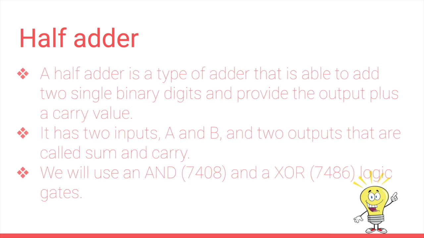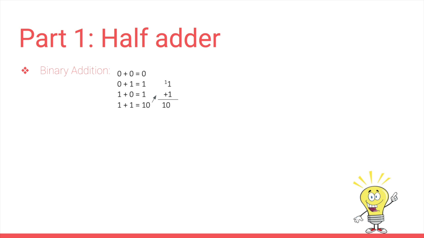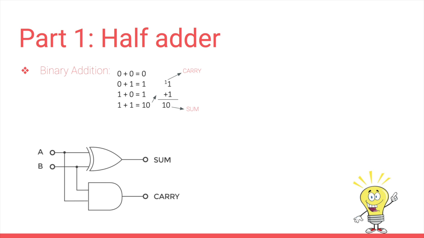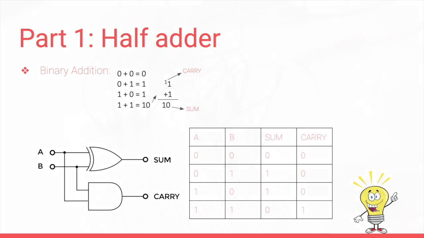A half adder is a type of adder that is able to add two single binary digits and provide the output plus a carry value. It has two inputs, A and B, and two outputs that are called sum and carry. We will use an AND and XOR logic gates. Here you can see how binary addition gives you the carry and the sum. As well, you can see the structure of the half adder and the truth table for it.